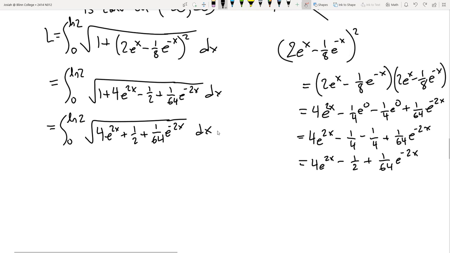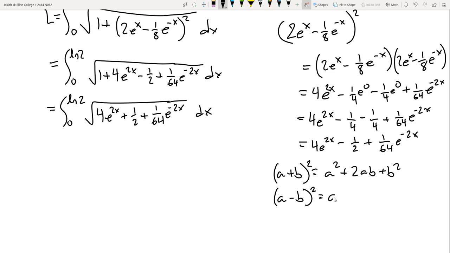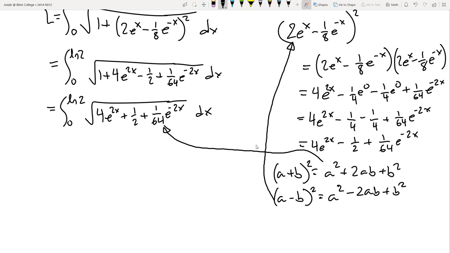Another way of looking at this is, remember the difference between a plus b quantity squared, that's a squared plus 2ab plus b squared. If we had a minus b squared, we would have a squared minus 2ab plus b squared. That's the exact situation we're in here. We had this guy, which ended us with a minus 1/2 in the middle. And now we have this guy, which is the same thing, just with a plus in the middle. So we can factor it into a plus. So that's what we'll do.